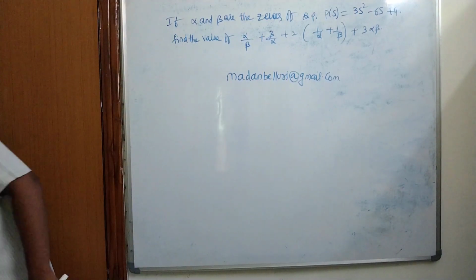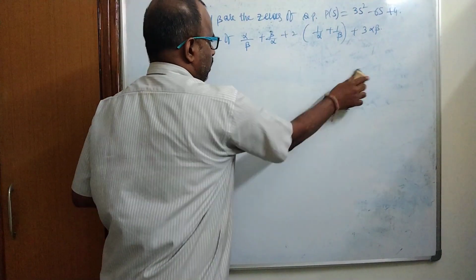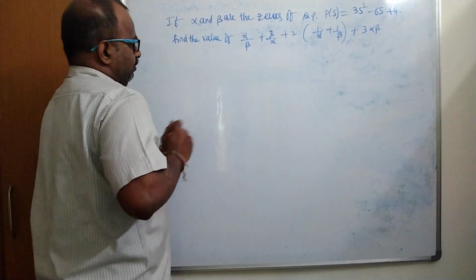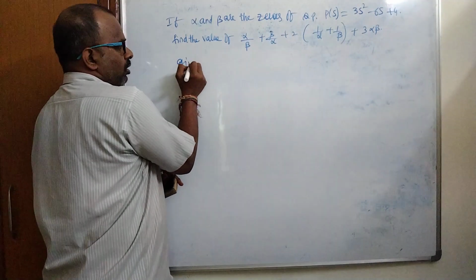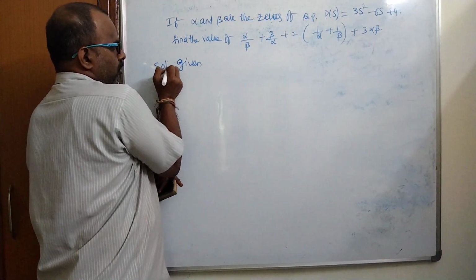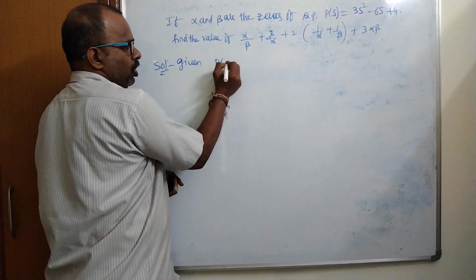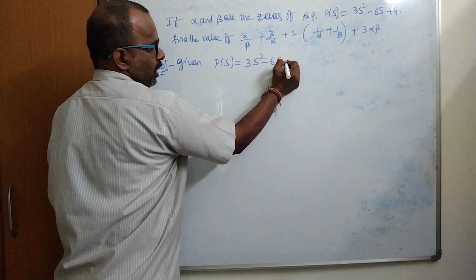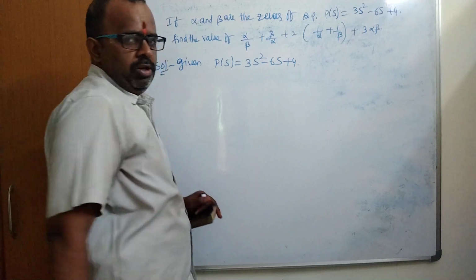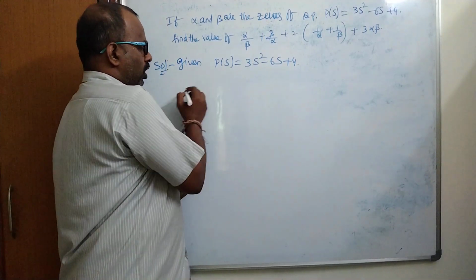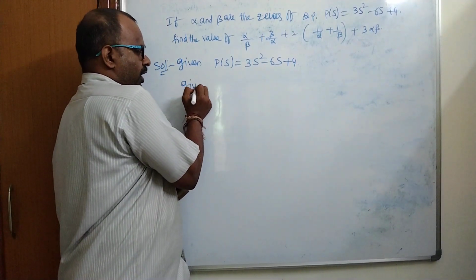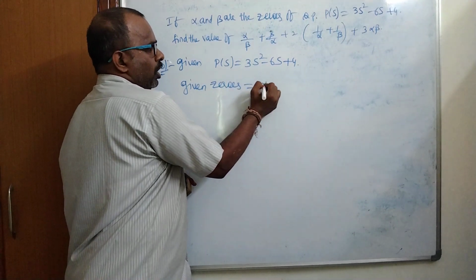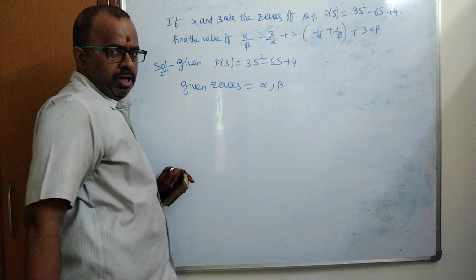Okay. So now, first this problem. Given P of S is equal to 3s square minus 6s plus 4, and the zeros are given as alpha comma beta.